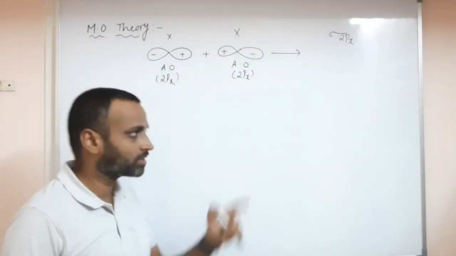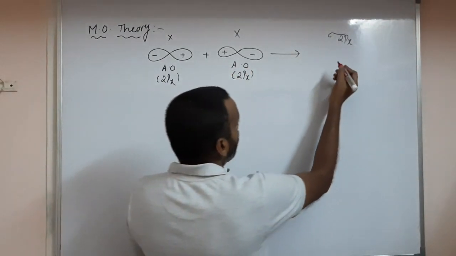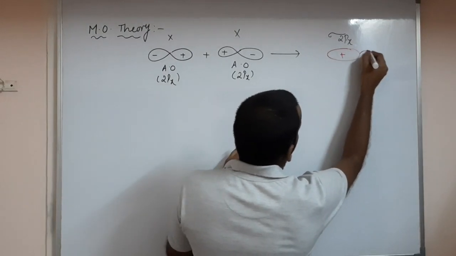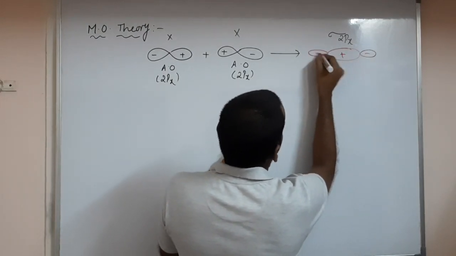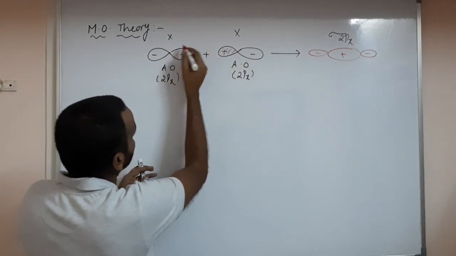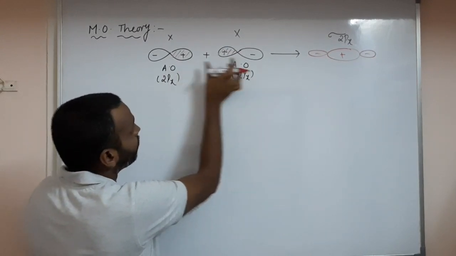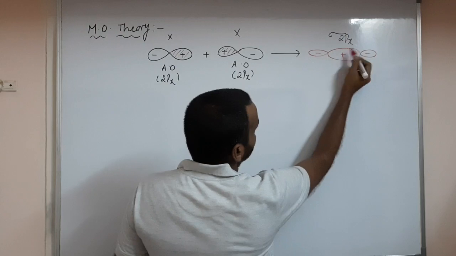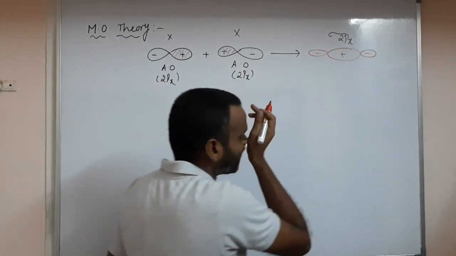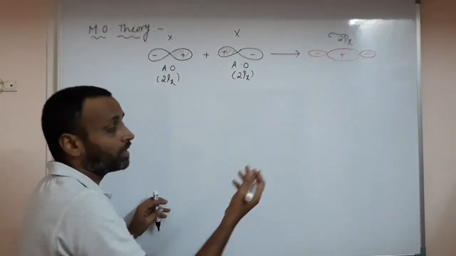Sir, plus plus only? What if minus and minus combine? Yes, that you can also take. So now what you have is like a chocolate. This is plus, and here this is minus and this is minus. So the total plus charge and this plus mean a positive probability of finding an electron. Both will be in one area like this, becoming identical. So this is sigma 2px.